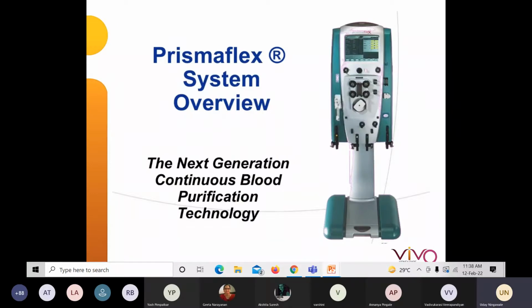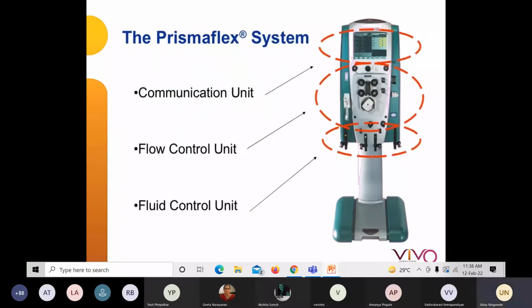Now coming to the continuous blood purification technology system overview. When you see the system, the total machine has been divided into three parts. The first is the communication unit. It gives all the alarm signaling, all the volumes, and the alarm pressures. In between there is a flow control unit, where various pumps are there. You can see the four pumps, and there is a fifth pump, the blood pump. Down below there are weighing scales, which make up the fluid control unit. So the total system has been divided into three: communication unit, flow control unit, and fluid control unit.